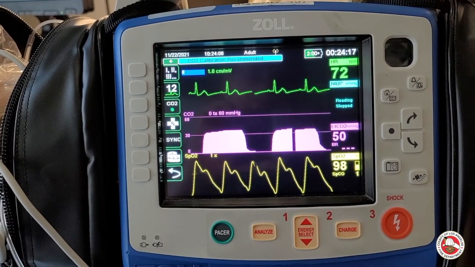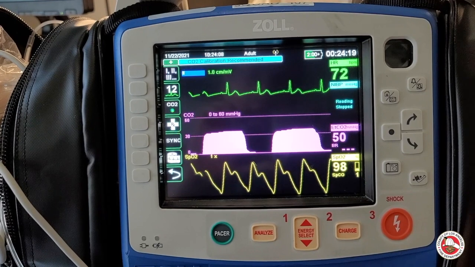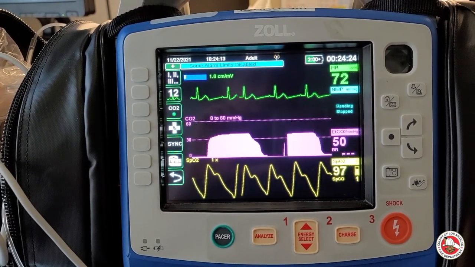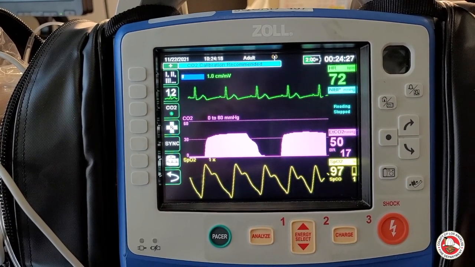It gives you instant feedback about patients' ventilatory status that O2 saturation just can't provide, allowing you to intervene earlier before serious and irreversible problems develop.